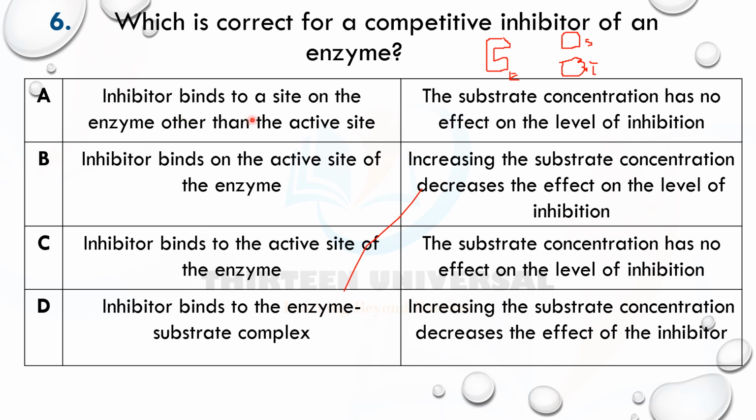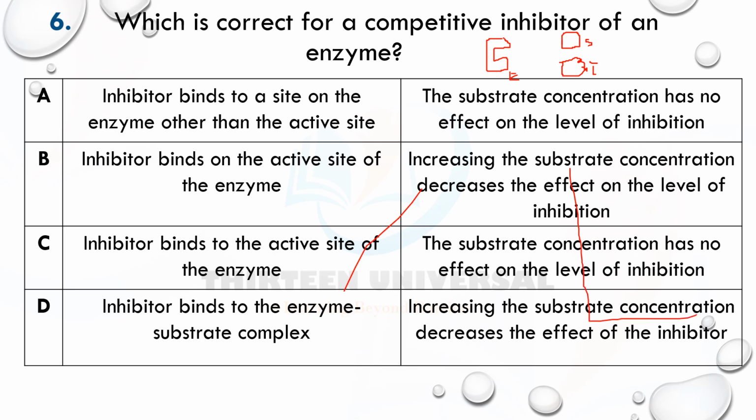So A cannot be the answer. It doesn't bind to an allosteric site. The inhibitor binds on the active site, yes. And if you increase substrate concentration, it decreases the effect of the inhibition. Yes, increasing it. I think we did it the other time. If you draw a graph, watch this. Remember this graph?